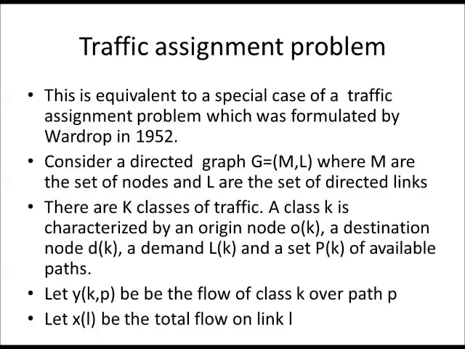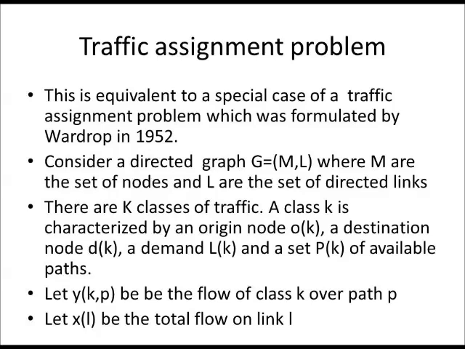There are K classes of traffic, and the class k of traffic is characterized by an origin ok, by a destination node dk, by a demand function Lk, and a set Pk of available paths. A path is a sequence of links that connect the source node to the destination node. We introduce yk(p) to be the flow that class k sends over path p, and let xl be the total flow on link l. So there are two variables, the path flow and the link flow.